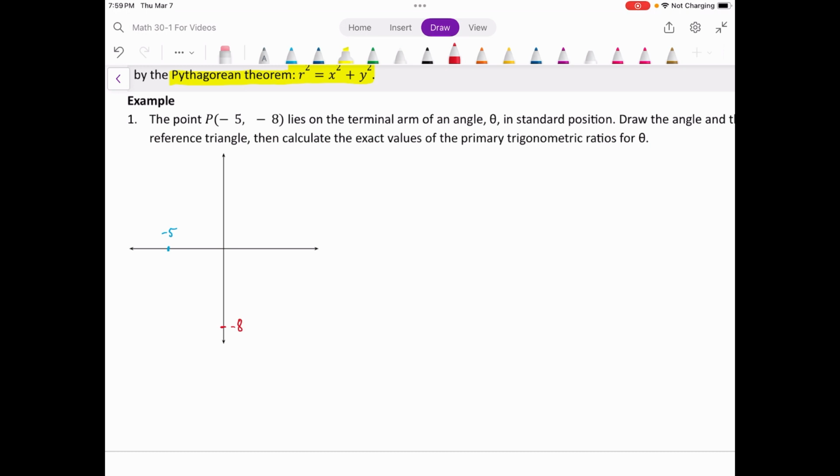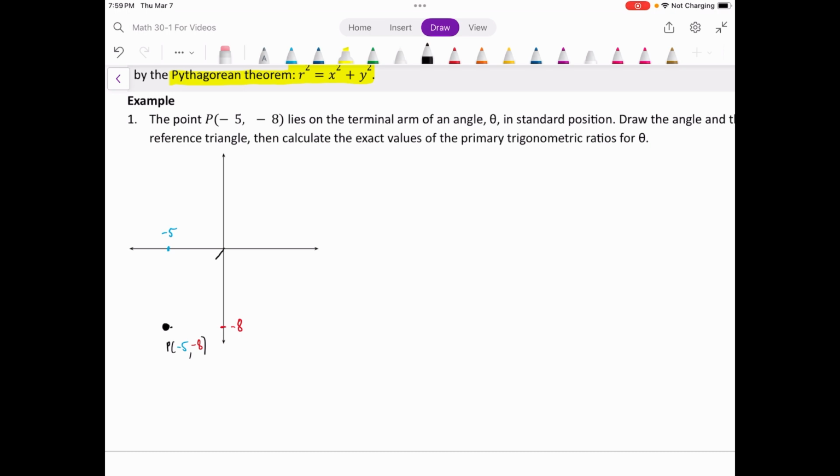And what it's telling us is that point here. So this is the point P, which is at -5, negative 8, okay, is on the terminal arm of our angle. Now notice, again, sometimes students forget that this is all happening on the Cartesian plane, right? This is just a good old point. It's where x is negative 5, y is negative 8.